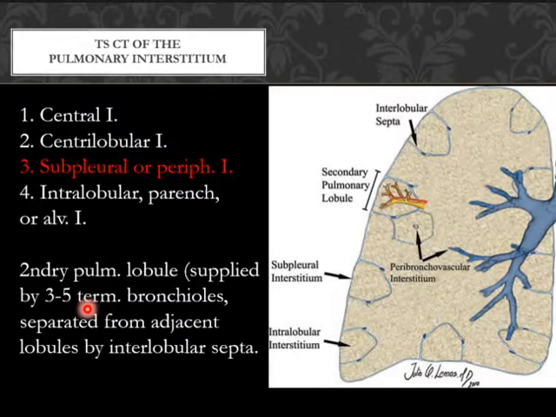Each secondary pulmonary lobule is polygonal or polyhedral in shape, supplied by 3 to 5 terminal bronchioles, and they are separated from each other completely by the interlobular septum, or the subpleural or peripheral interstitium.